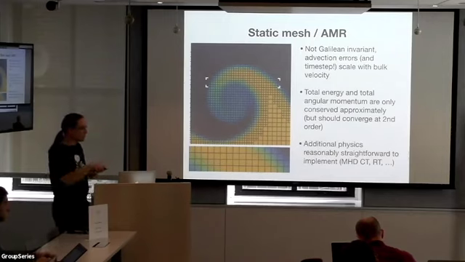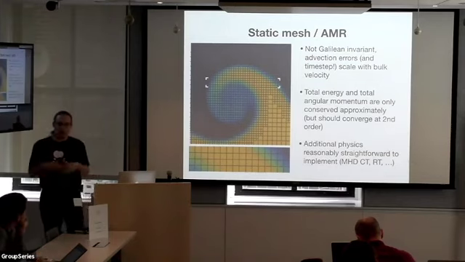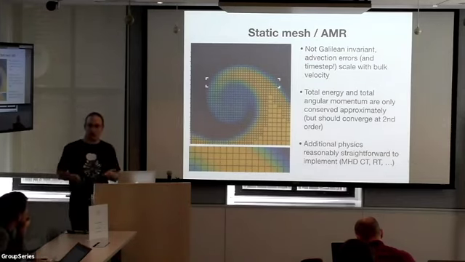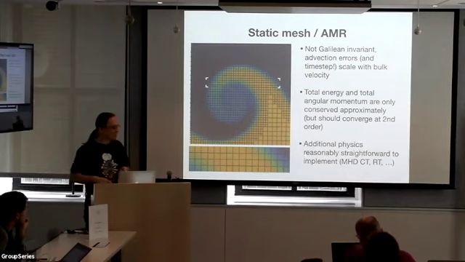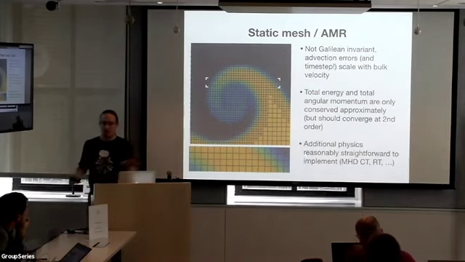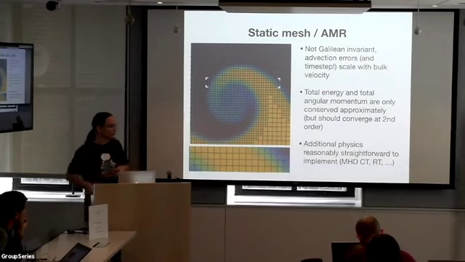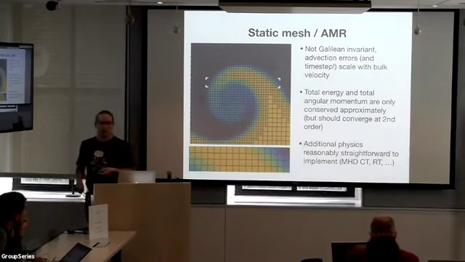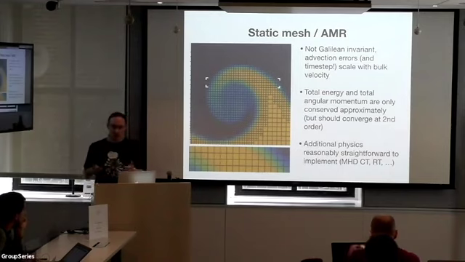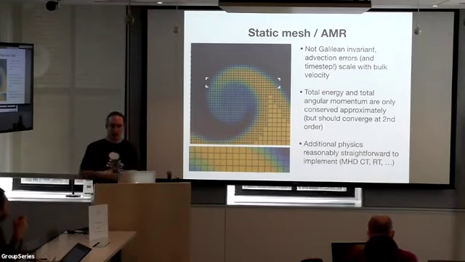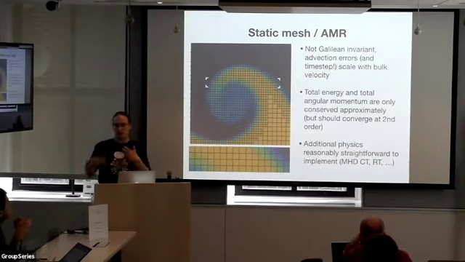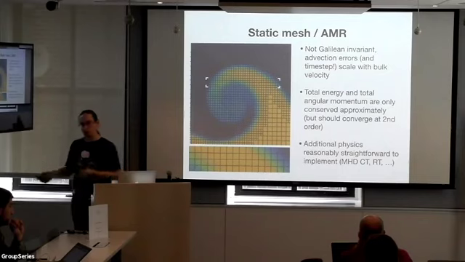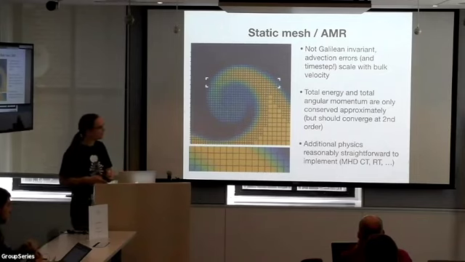One of the nice things is that, generally, additional terms, because of the regularity of the mesh, are from all the 3 methods by far the easiest to add. Whether it's magnetic fields, different solvers, or radiation transport, usually it's implemented in AMR first, and it's the most stable and reasonably straightforward to implement there compared to SPH or moving mesh.